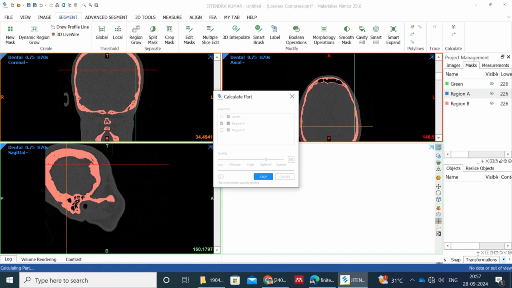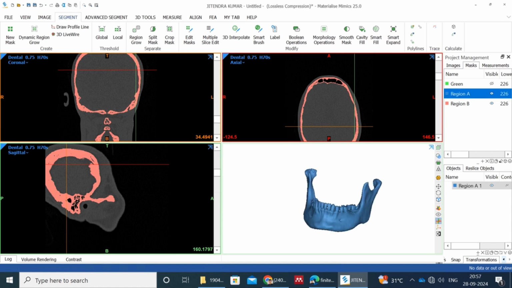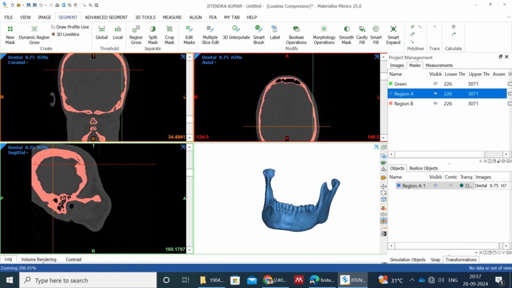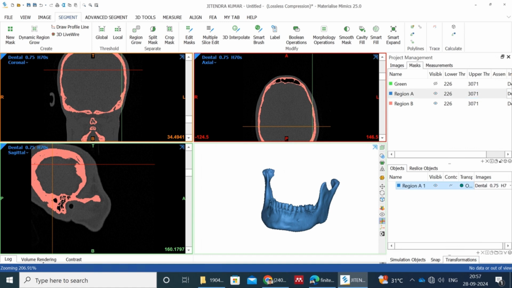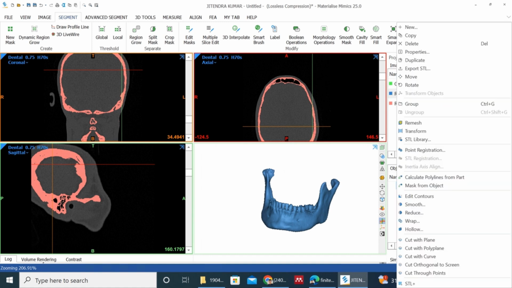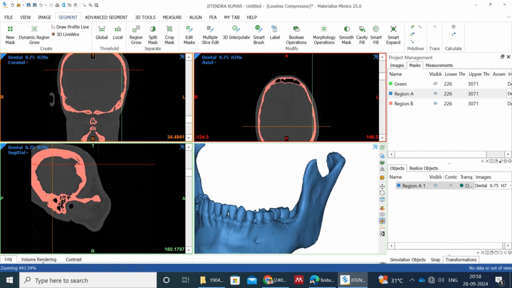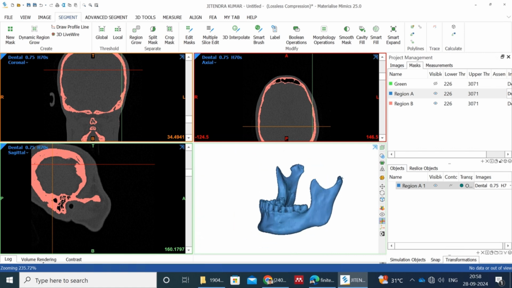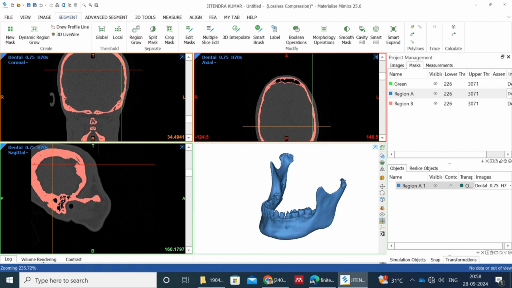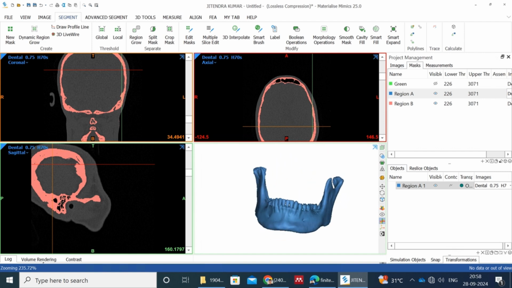Okay, so this region is coming here. Now from this we can export this as an STL file. You can see, we can click on this export STL. Then we can generate the finite element mesh of this mandible. Then we can do any finite element analysis using this mandible.